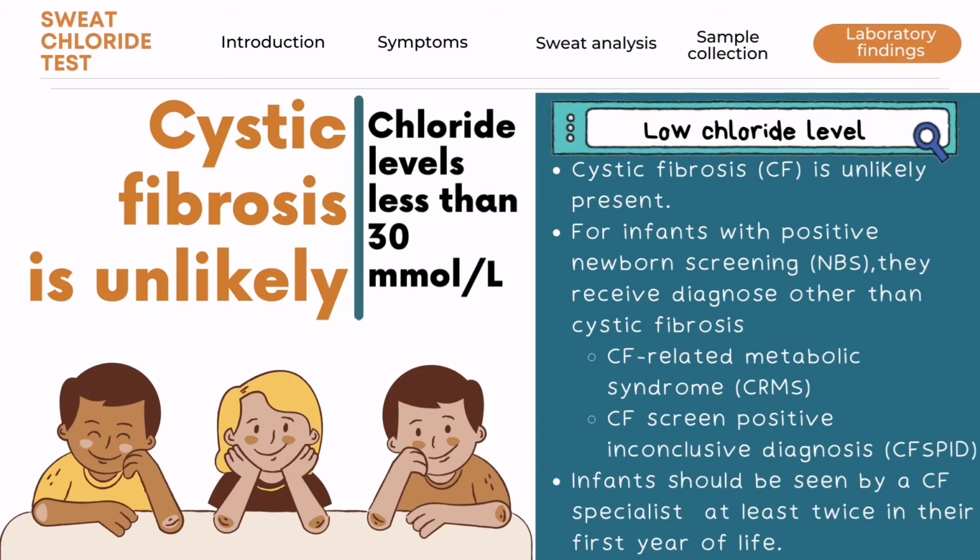However, newborns with positive newborn screening and intermediate or negative sweat testing receive a diagnosis other than cystic fibrosis, which is CRMS or CFS-PID. Therefore, infants should be seen by a CF specialist at least twice in their first year of life.